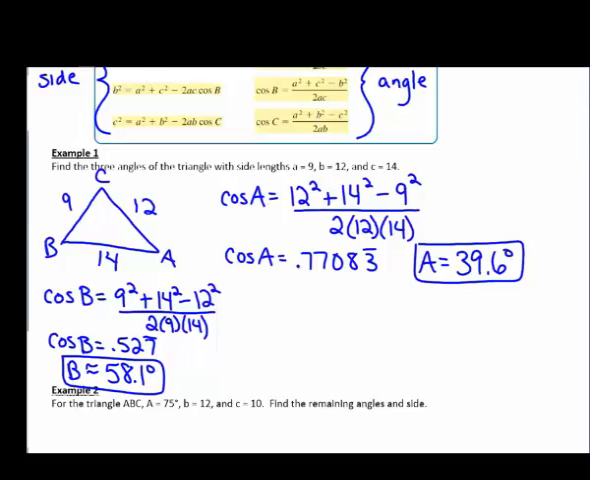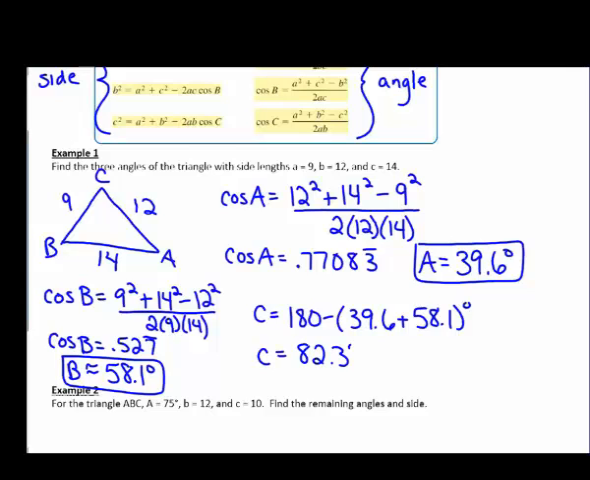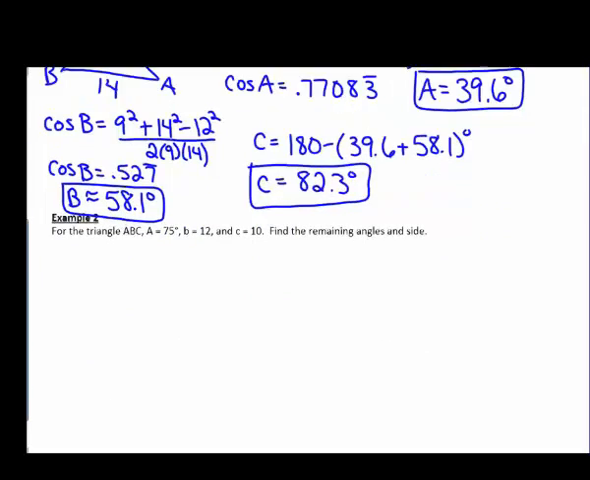Now at this point, you can do the law of cosines on angle C, or since we know that all of the angles of a triangle add up to 180 degrees, and if we feel pretty confident that our angles A and B are correct, then we can just subtract those from 180 to get the measure of angle C. So C is going to equal 82.3 degrees. And so now we have found all of our angle measures using the law of cosines. So now we're going to move on to example number 2.